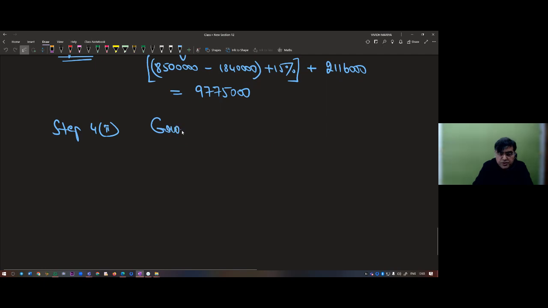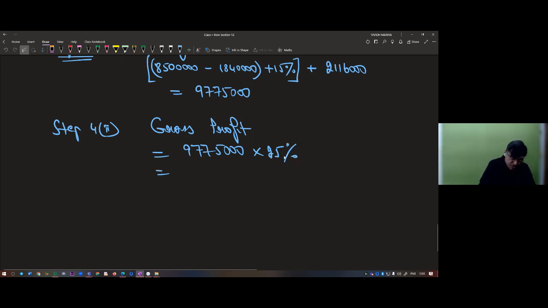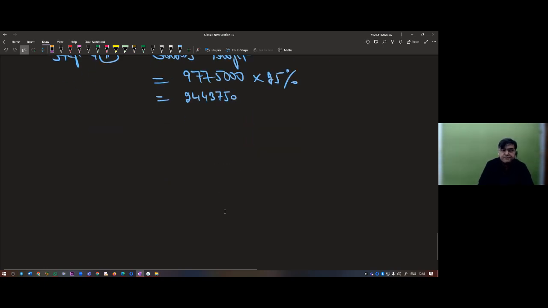Gross profit will be equal to 977,500 into 25%, which is 24 lakhs 43,750.